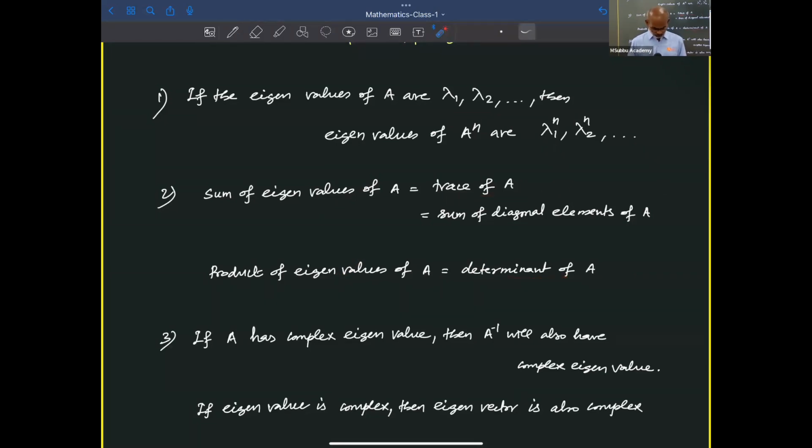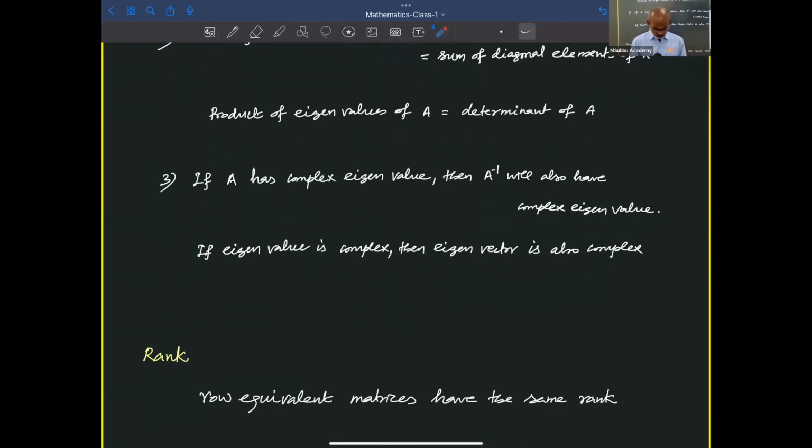And if the matrix gives an eigenvalue as a complex number, then the inverse matrix will also have a complex eigenvalue. If the original matrix gives a complex number as an eigenvalue, the inverse matrix will also have a complex eigenvalue. And if the eigenvalue is complex, the related eigenvector is also complex.